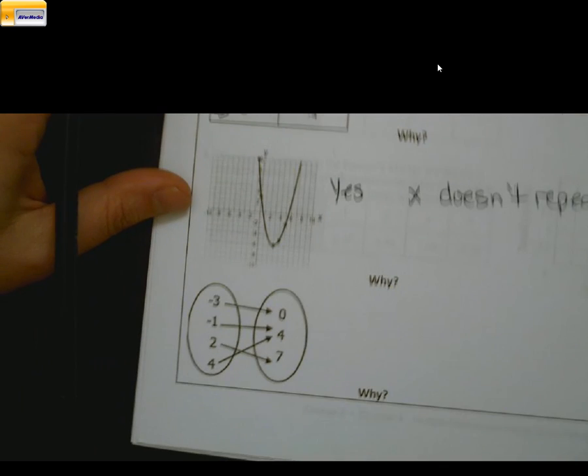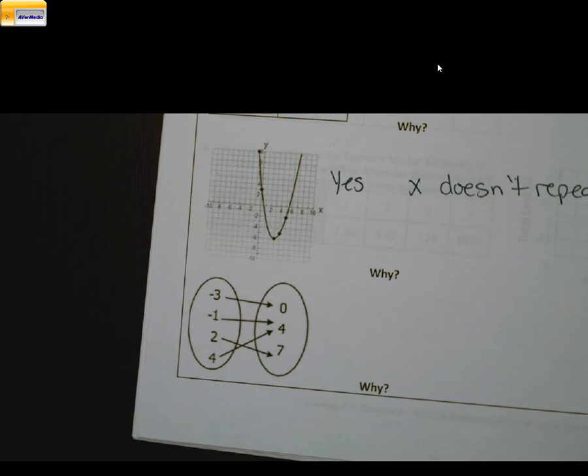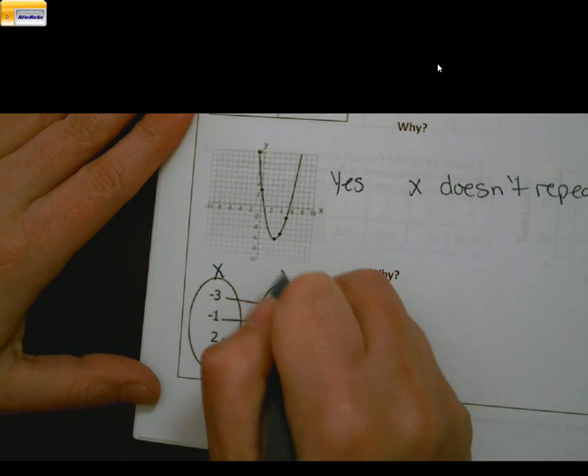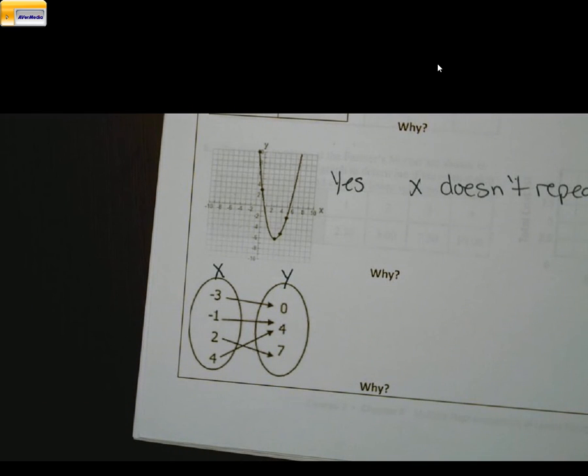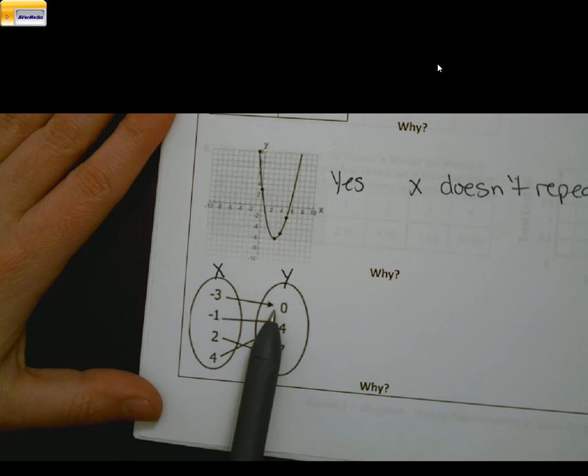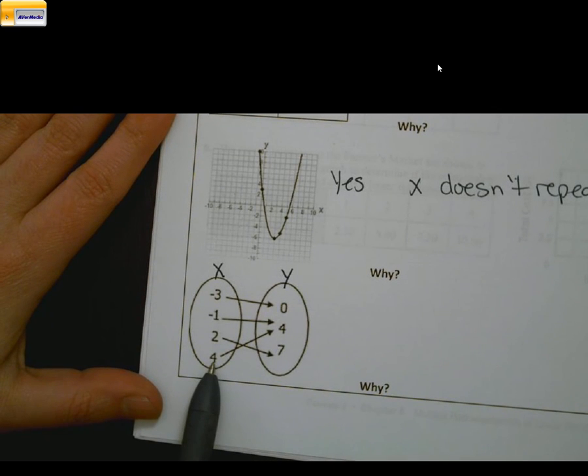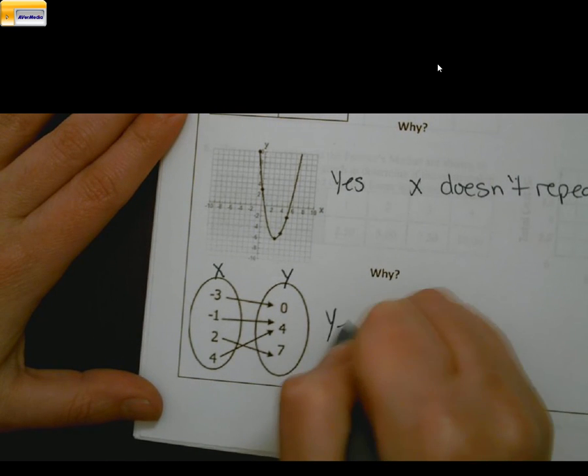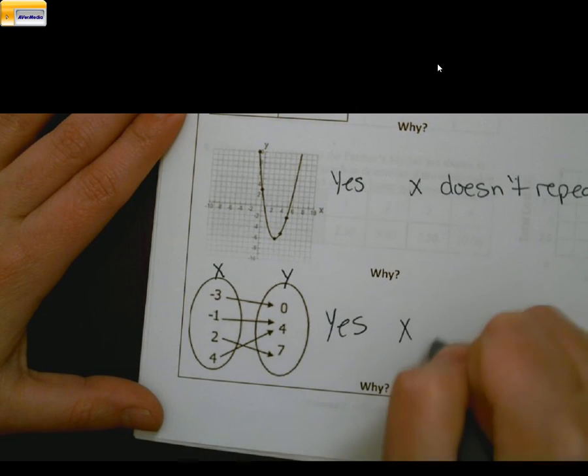All right, this is what's called a map. This is mapping. So it looks very similar to a table, but I have to kind of follow my arrows here. These are my x values. These are my y values, just like I would have in a table. So I'm going to look and see with my ordered pairs. This one says -3, 0, -1, 4, 2, 7, 4, 4. Did any of these x values go with more than one y value over here? No. So is this a function? Yes, it is, because x didn't repeat.